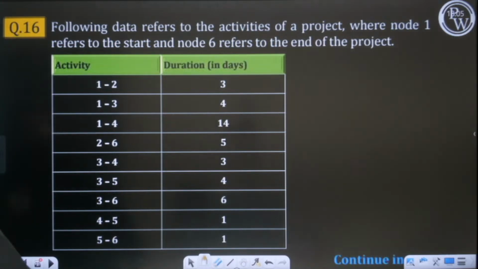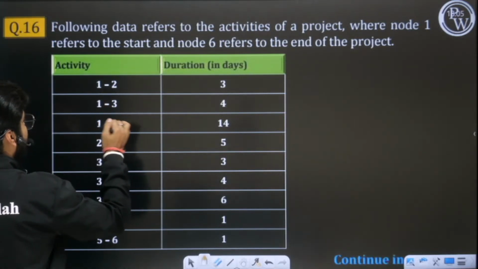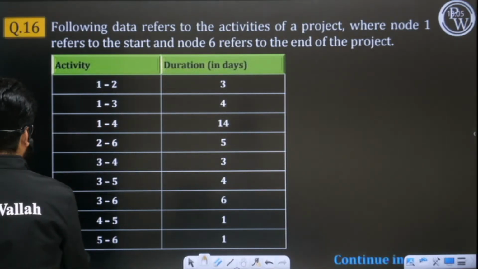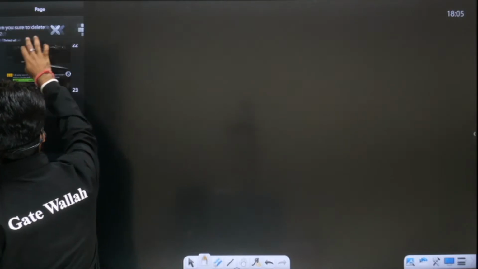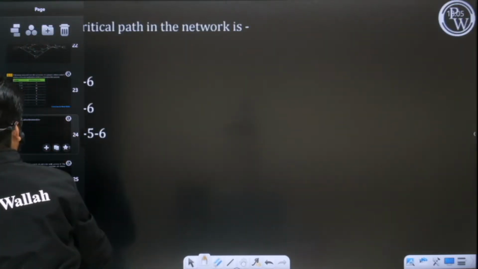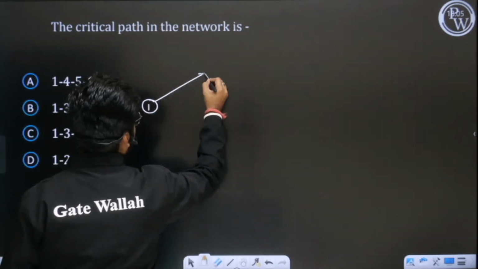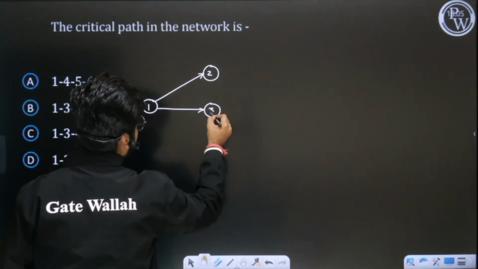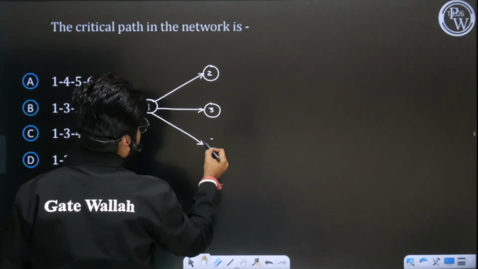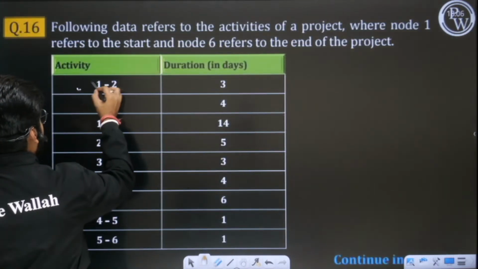So what I will do here is, we'll try to make the diagram. From 1, activities 2, 3 and 4 are coming out. Let us draw it here only. So from 1, 2, 3 and 4 are coming out. Okay, 3 activities are coming out from here. So this we have drawn.